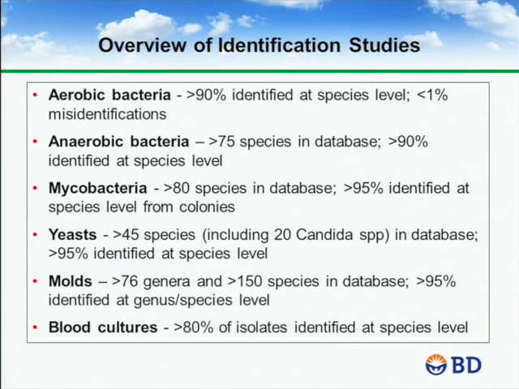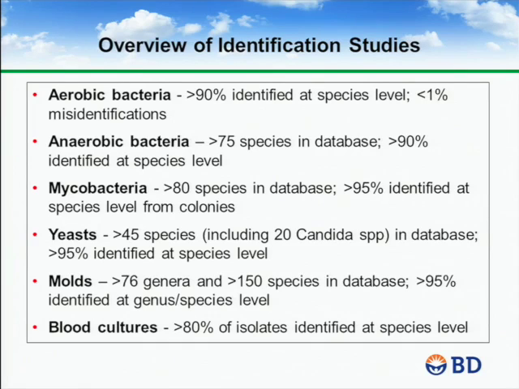This is a summary of all of the studies that we did in my laboratory with this technology. What we would do is build databases and then challenge the databases with clinical isolates. And what we found was for the identification of aerobic bacteria, greater than 90% could be identified at the species level, with less than 1% resulting in misidentifications. For anaerobic bacteria, we built a comprehensive database. More than 75 species were included in that, and we were able to identify those organisms at the species level more than 90% of the time.